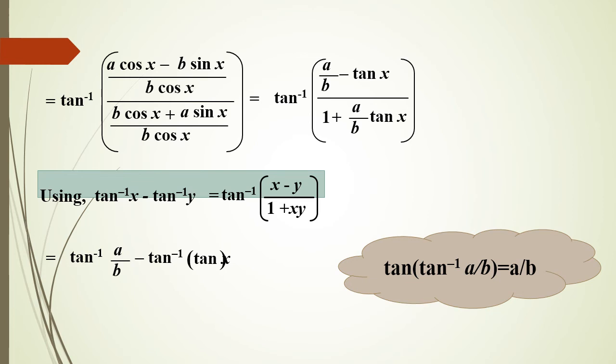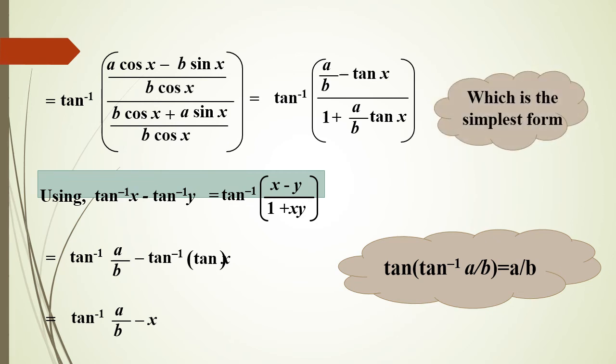So that tan inverse of a by b minus tan x divided by 1 plus a by b into tan x can be written as tan inverse of a by b minus tan inverse of tan x. Now tan inverse and tan both are gone, just x is remaining. So tan inverse of a by b minus x. This is the simplest form of the given question. Okay, this is the end solution of this respective term.